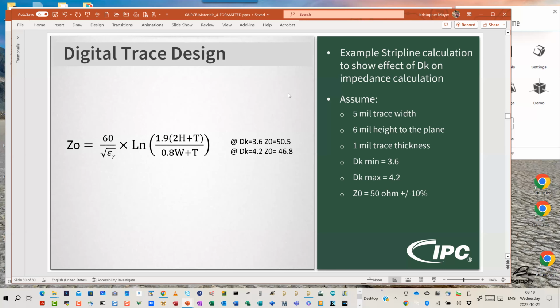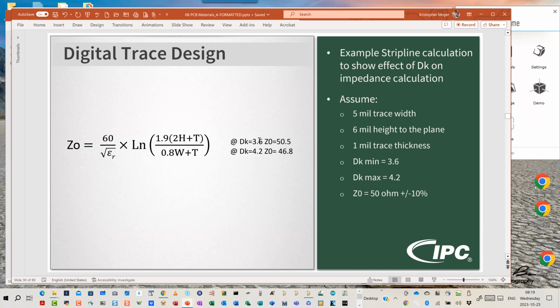Yes, a question. Looks like Mattia. Hi. So, let's say what kind of tolerance for the characteristic impedance should we be targeting in general?